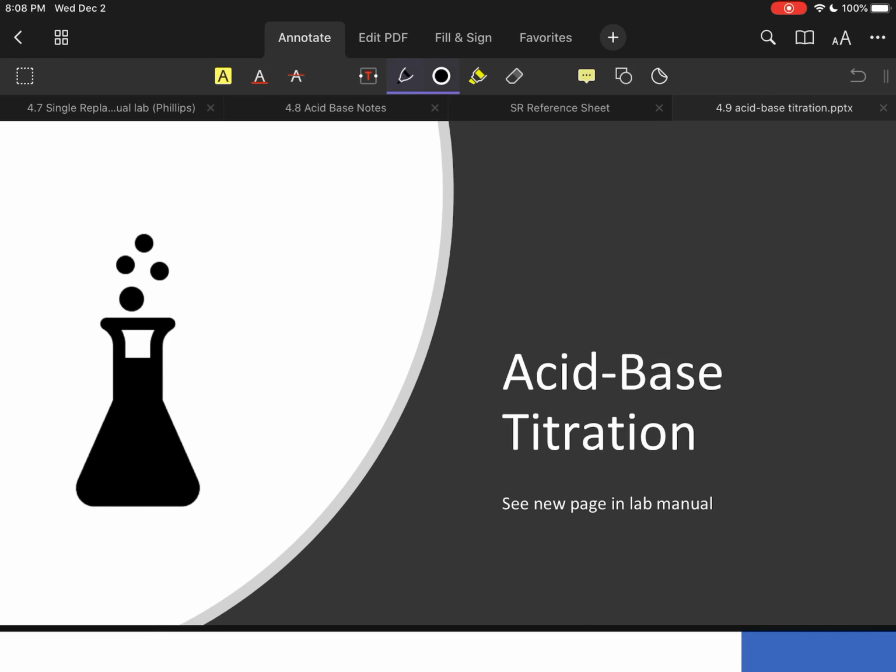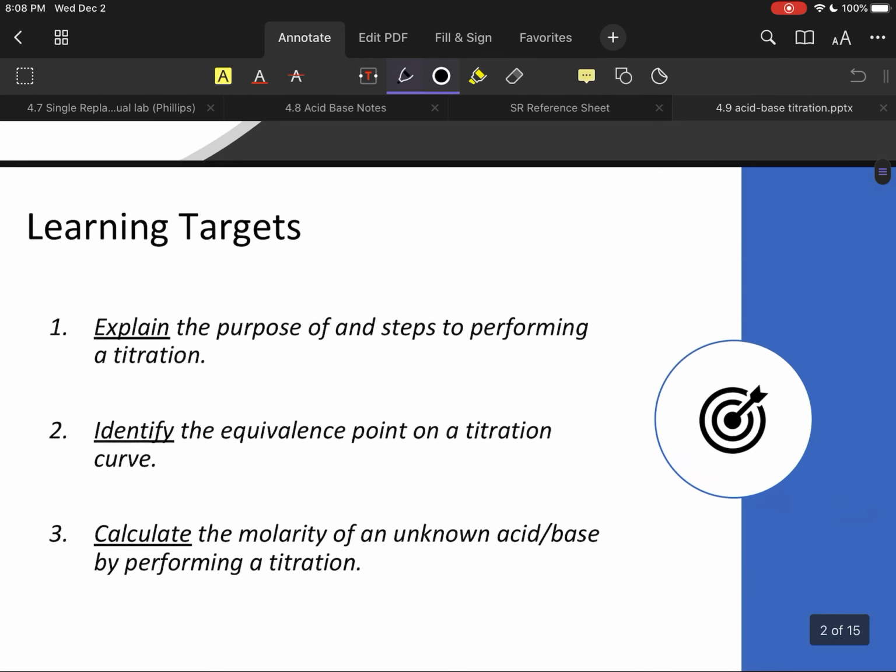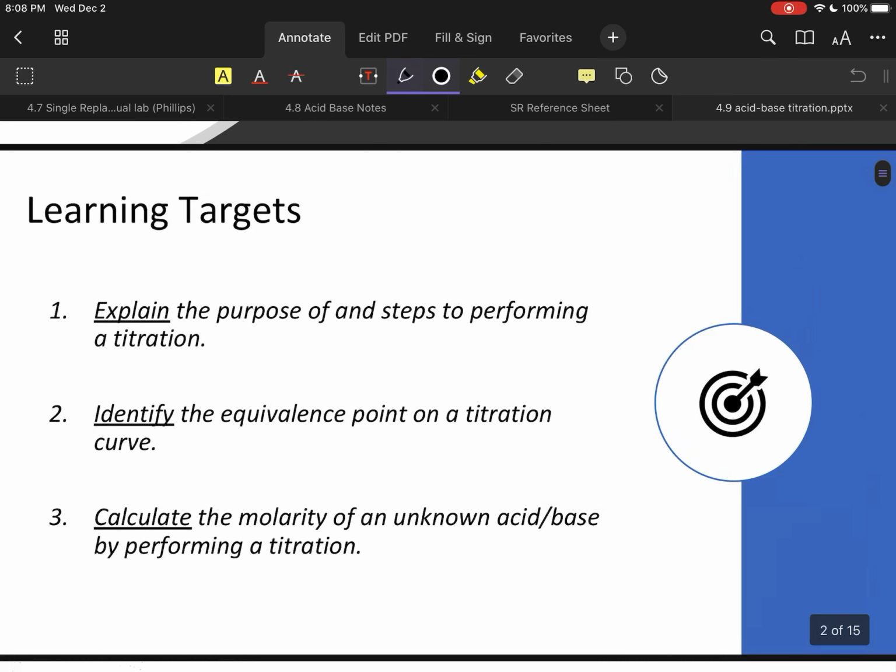This lesson is going to cover a continuation of acid-base reactions. We're going to be talking about titrations. So we're just going to look at the steps to perform a titration, talk about something called an equivalence point, and then again, the purpose of a titration is to determine the molarity of an unknown substance. And so the last thing we'll do is practice some calculations.